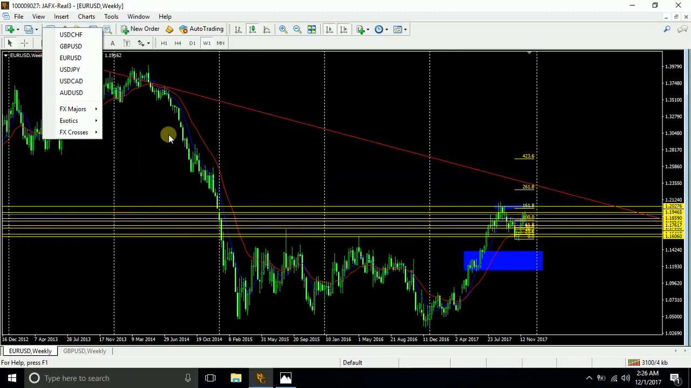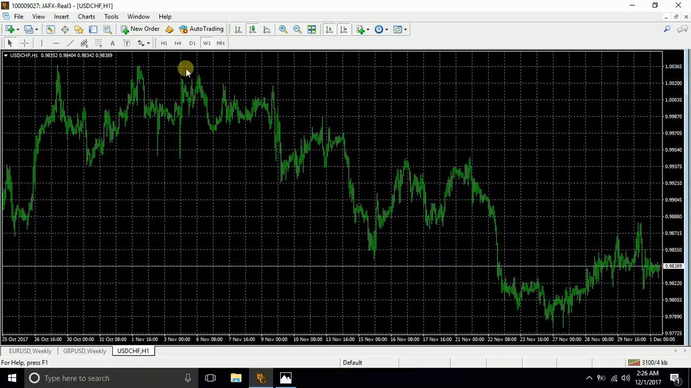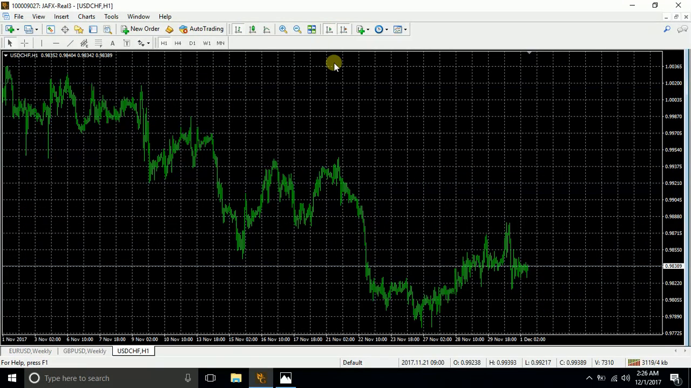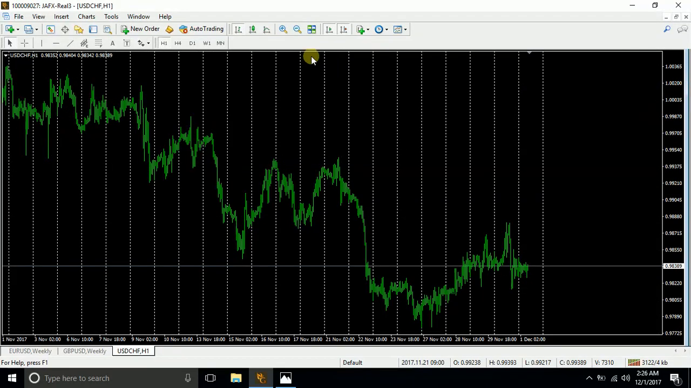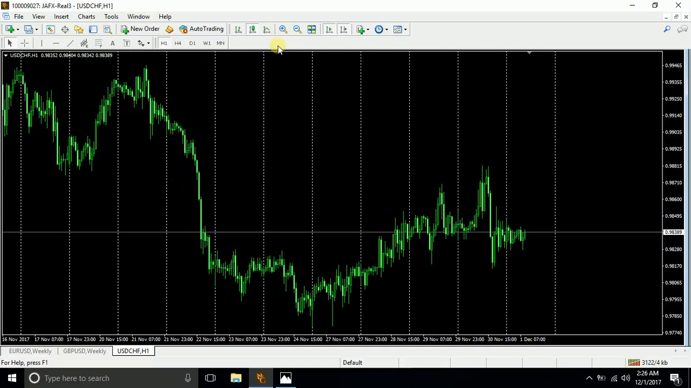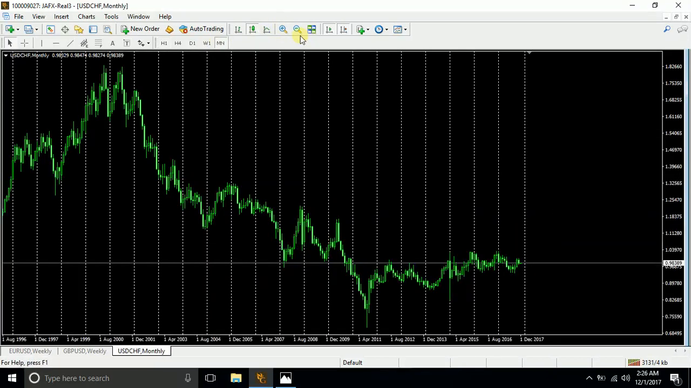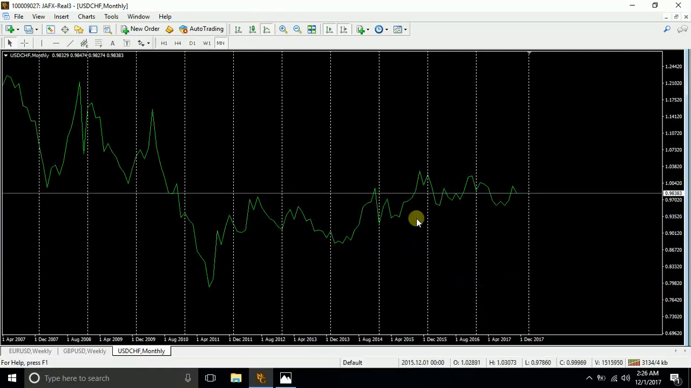So that's pretty much it. We'll do one more pair, a random pair. Let's look at the USD CHF. Okay guys, we're going to do it step by step. We're going to hit our 2 scrolls. Control G. Control Y. Candles. Zoom in. Look at the month. Line chart.